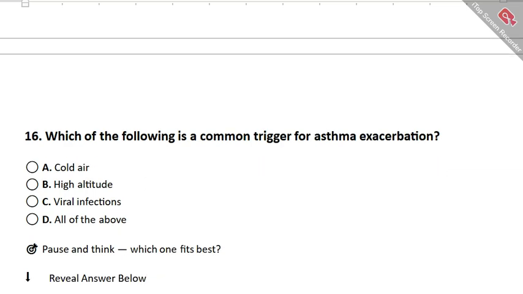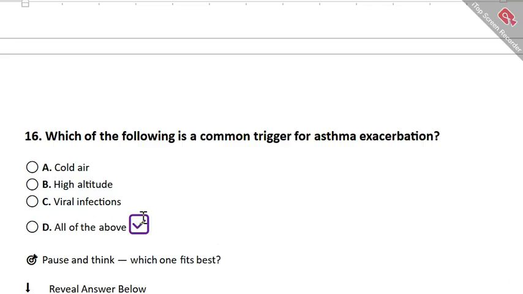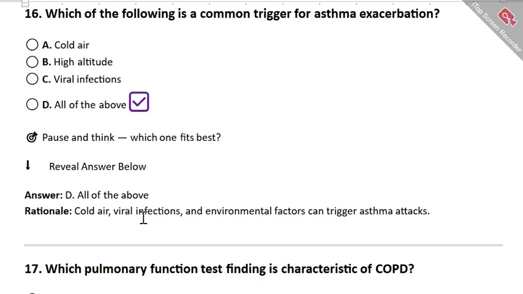Question number 16. Which of the following is a common trigger of asthma exacerbation? The correct option in this situation is all of the above. Move to the next question.